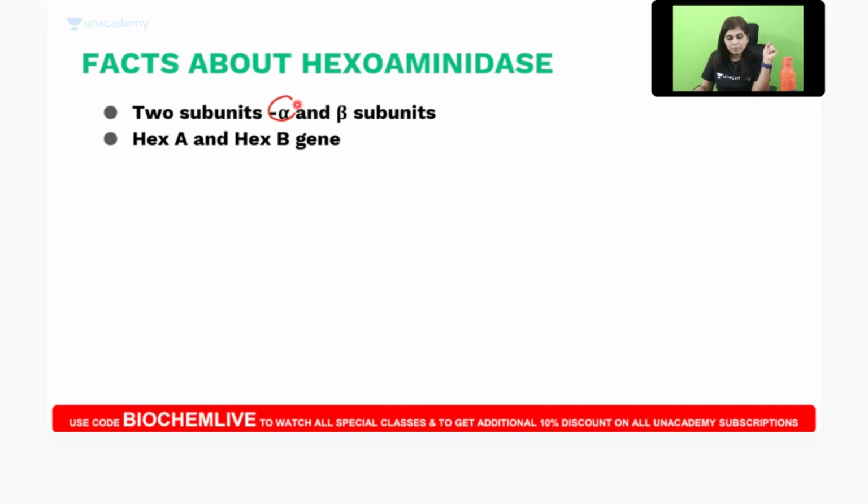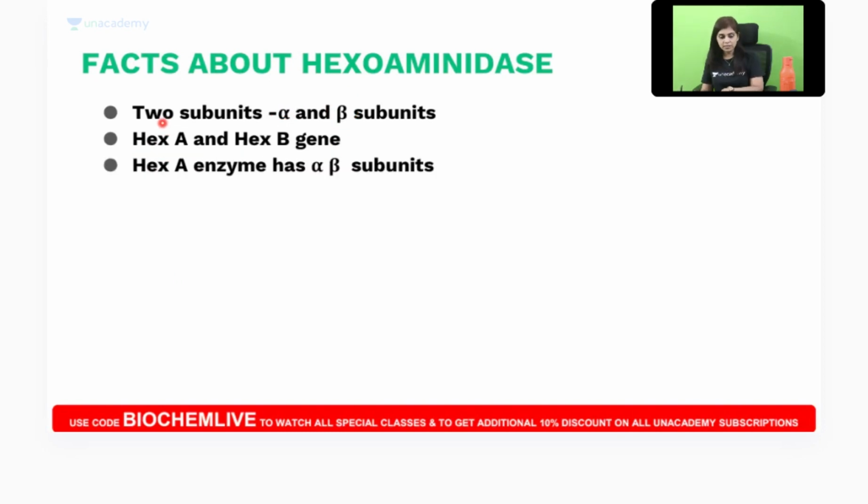So alpha subunit is coded by hexosaminidase A gene, beta subunit is coded by hexosaminidase B gene. And what about hexosaminidase A enzyme? I'm telling you now about enzyme. Enzyme and genes are different. Hexosaminidase A enzyme has got alpha beta subunits. Do you all understand this? Hexosaminidase A enzyme has got alpha beta subunits, whereas hexosaminidase B enzyme has got beta beta subunits.